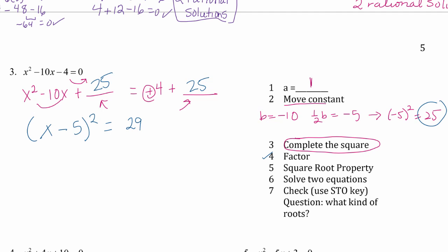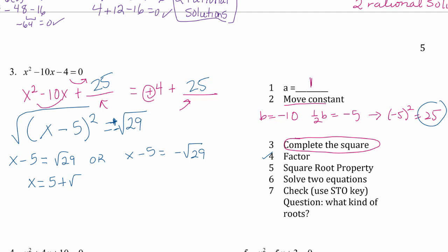Square root property. Square root, plus or minus, don't forget that. Oh gosh, my students, they tend to forget the plus or minus. So train yourselves, plus or minus. Okay. Now, we got to solve these two equations. So we have x minus 5 equals square root of 29, or x minus 5 equals negative square root of 29. Add the 5. And we get these two.